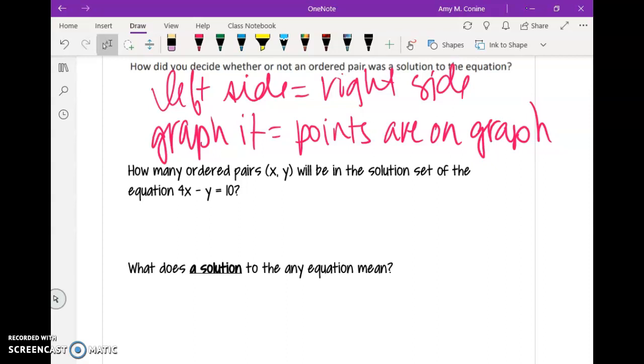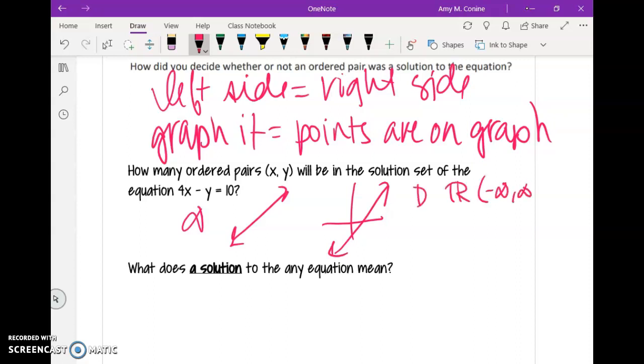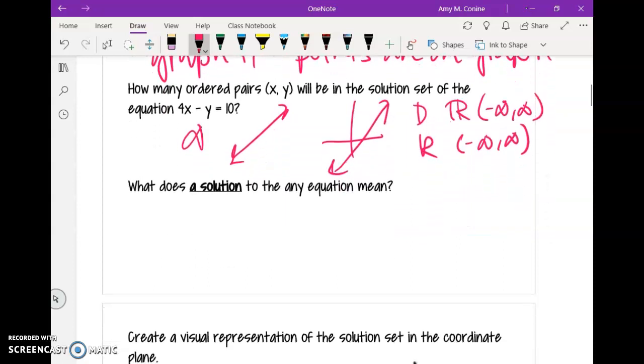So how many ordered pairs x and y will be the solution set of the equation 4x minus y equals 10, which is the original? There's going to be infinitely many because a line goes on forever and ever. So when we graph our lines, remember our domain is all real numbers, or negative infinity to infinity, and our range is the same thing. So if they can go on left and right to the infinities, then it has infinite solutions. So what does a solution of the equation mean? So it means that the xy point, the xy coordinate, is on the line.